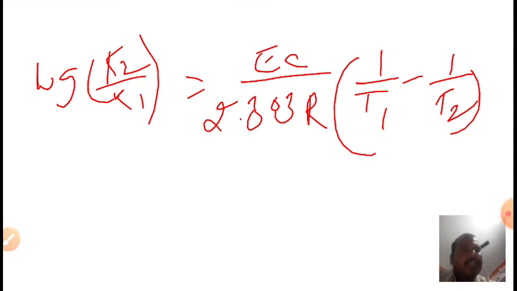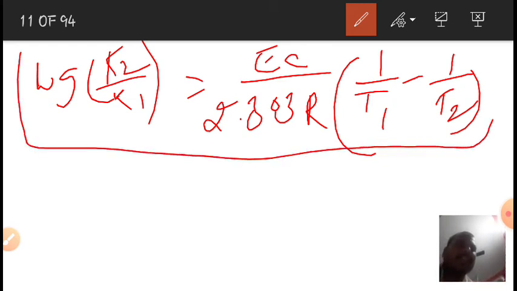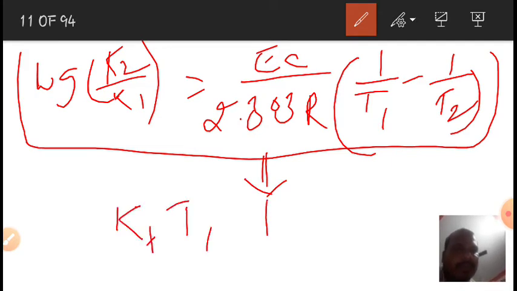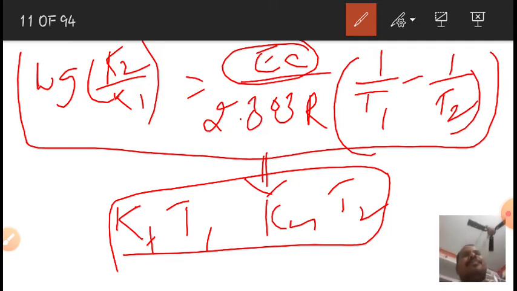1 by T1 minus 1 by T2. This is the Arrhenius equation. With the help of this equation, if we know K1 and T1, K2 and T2, we can calculate the activation energy.